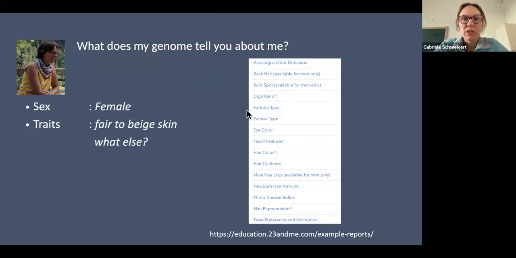So what does the genome tell you about me? Well, there's the first very obvious question. I have two X chromosomes, so apparently my sex would be female. There are some traits that can be very easily picked up in my genome, for example, skin pigmentation. Skin pigmentation is inherited in a rather complex way, and we don't quite understand all aspects of it yet. There are lots of genes involved, but we can make a very good prediction, given our genome, of what kind of color our skin would have.